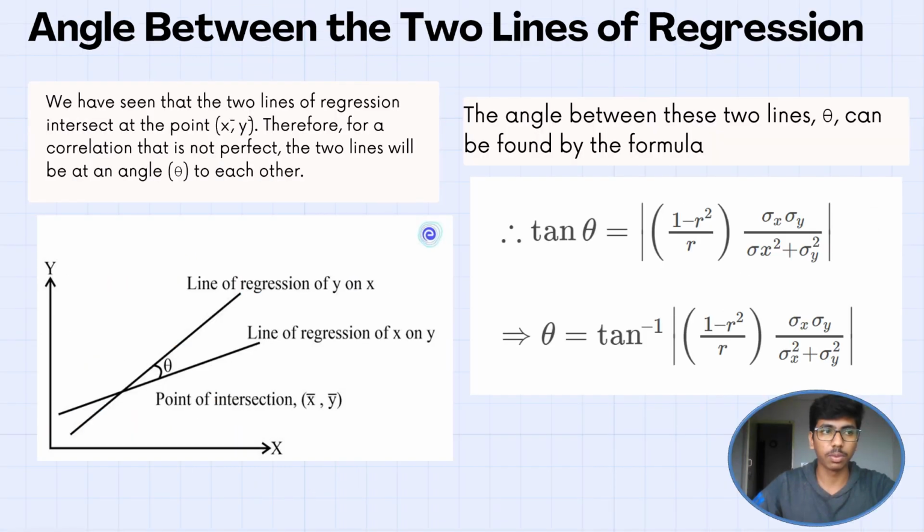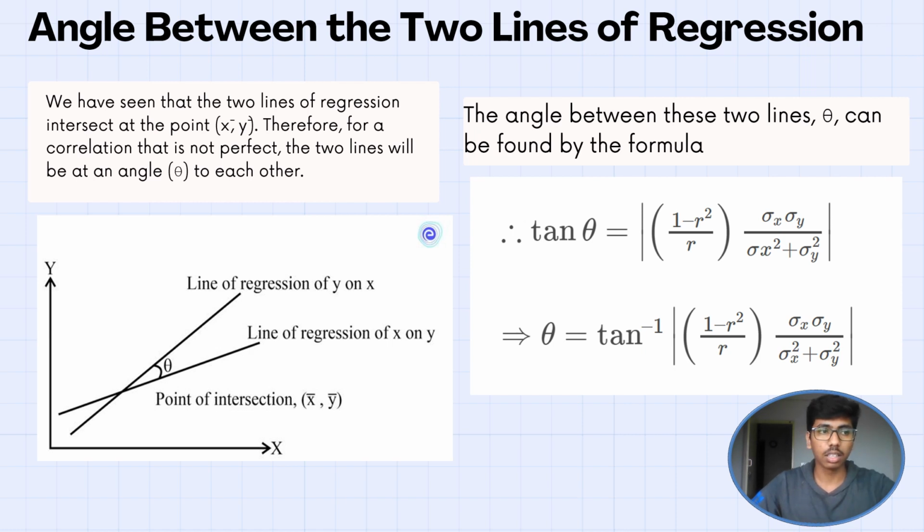The angle between the two lines of regression is a measure of the relationship between two variables. It represents the angle between two lines that best fit the data points for each variable. The formula for calculating the angle between lines of regression involves finding the slopes of the two lines and using trigonometry to determine the angle between them. We have seen that two lines of regression intersect at the point x bar, y bar. Therefore, for a correlation that is not perfect, the two lines will be at an angle theta to each other. The angle between these two lines, theta, can be found by the formula given below.